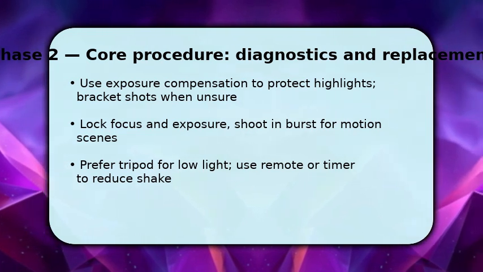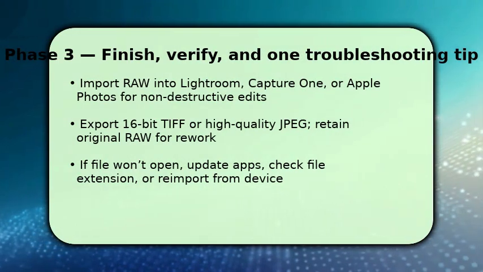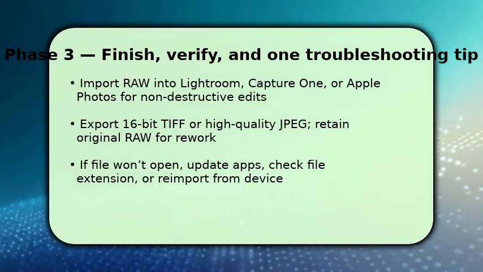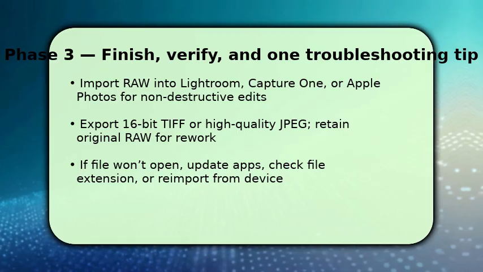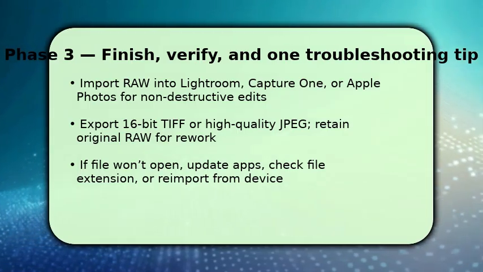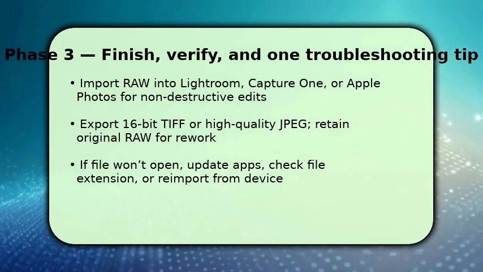Finish by importing RAW files into your editor, Lightroom, Capture One, or Apple Photos, so you can adjust exposure, white balance, and recovery without degrading quality. Make global corrections, then fine-tune local areas. Export as 16-bit TIFF or a high-quality JPEG for sharing, but keep the RAW for future edits.